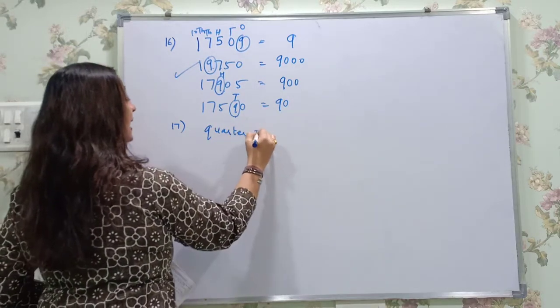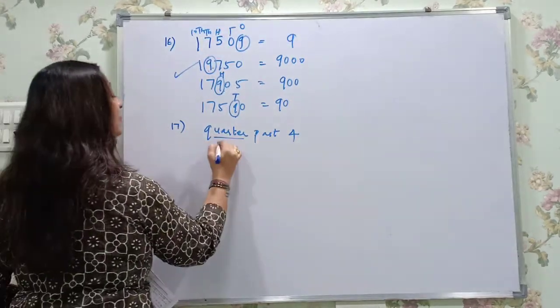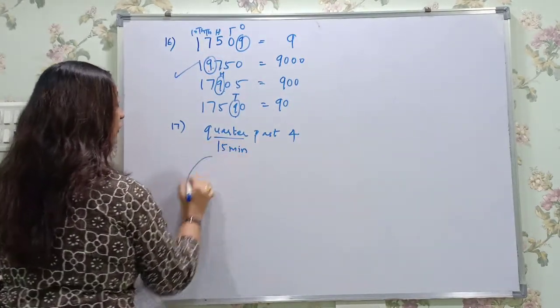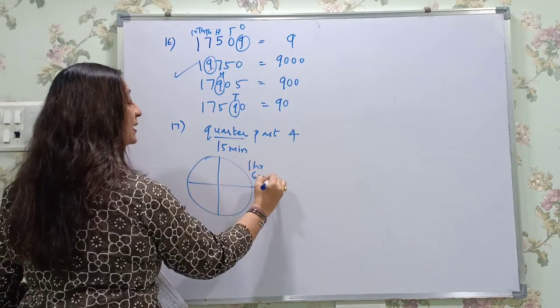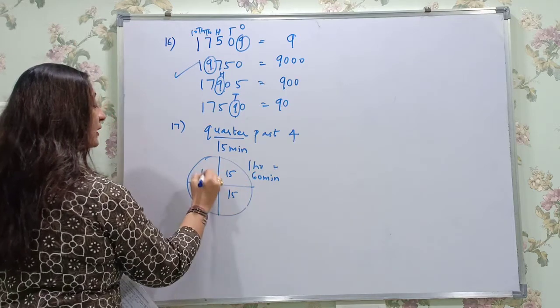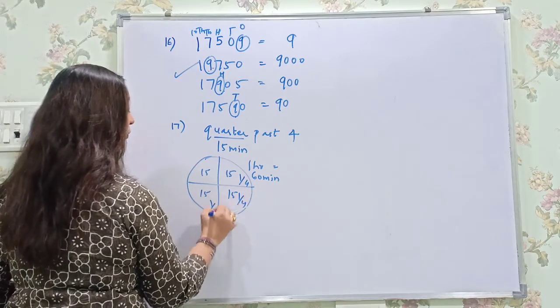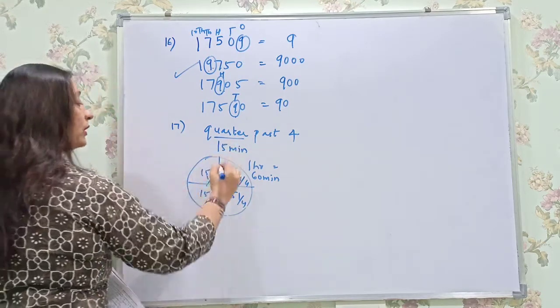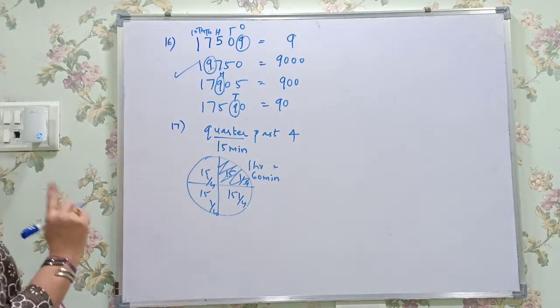If the meeting is at 4:15, what is the meaning of 4:15? Quarter is nothing but 15 minutes. What is the quarter of an hour? See, this is 1 hour, or you can say 60 minutes. Now this is 15, this is 15, this is 15, this is 15 minutes, right? Now this is 1/4, 1/4, 1/4 and 1/4. So what is quarter? Quarter is this much, so it is nothing but 15 minutes.